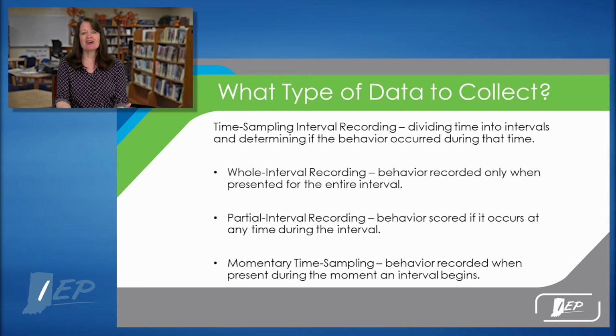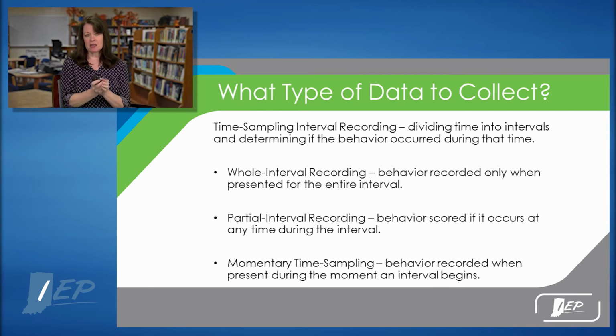If I was only on task for 1 minute or 1 second out of that 30-second interval, it really isn't telling me anything. It's probably more helpful to know if I was off task for any point of that interval time period. What I tend to use most commonly is momentary time sampling.